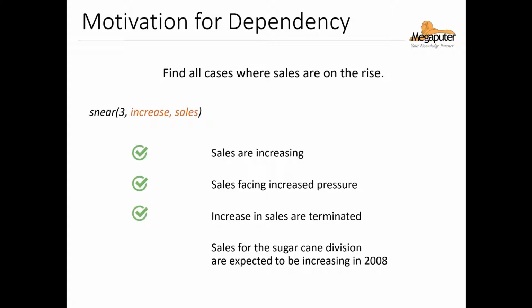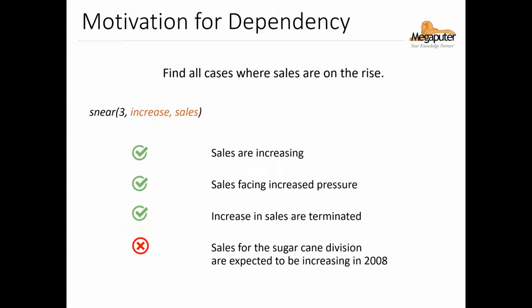Increase in sales are terminated. Again, semantically, that's not what we want. The increase in sales is still, it was terminated. There is no increase in sales, but because of this proximity argument, we're still capturing that.